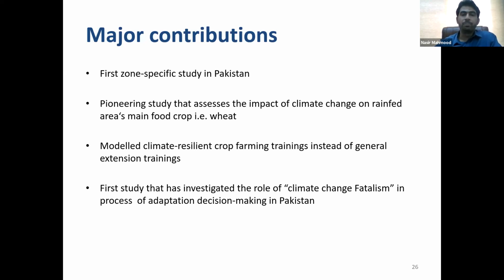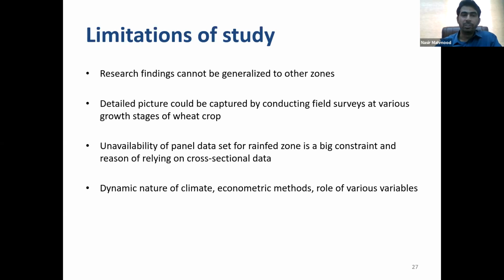And last one, this is the first study in Pakistan that has investigated the role of farmers' special psychological attitude, that is climate change fatalism, and its impact on the farmers' decision to do any adaptation against the climate change. So the present study also has some limitations.